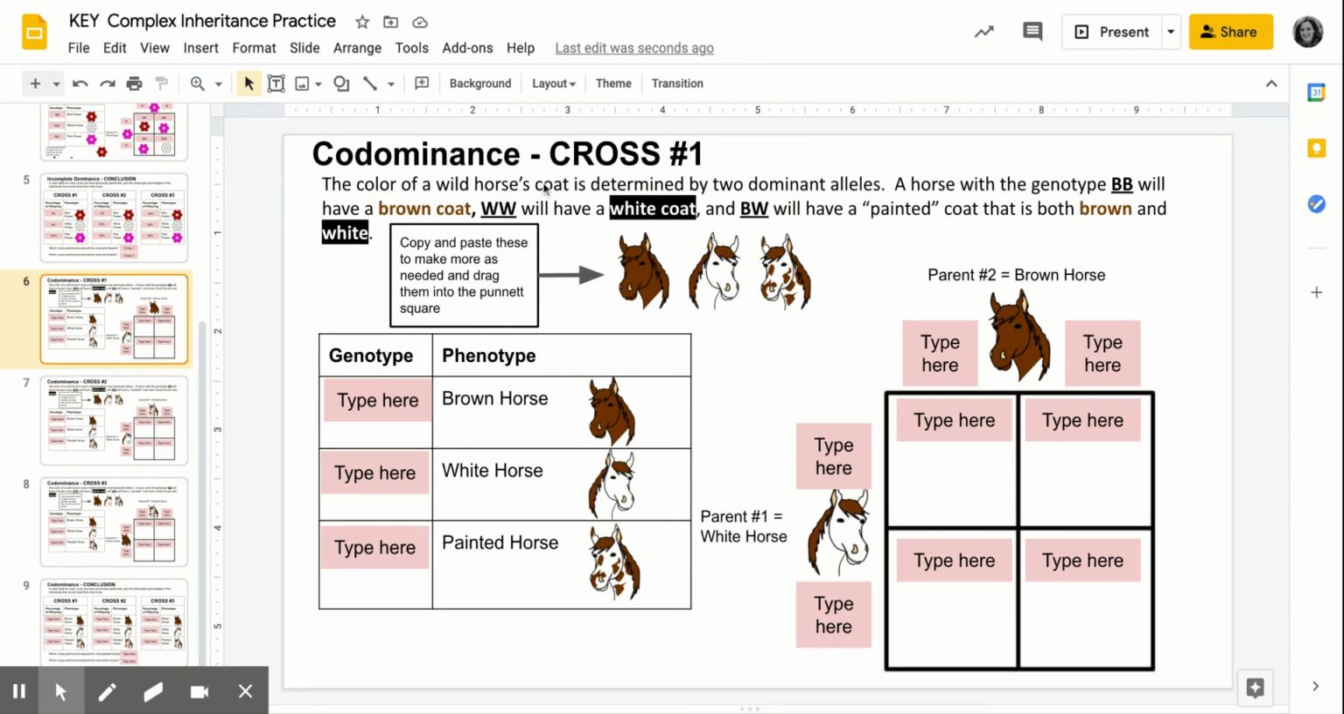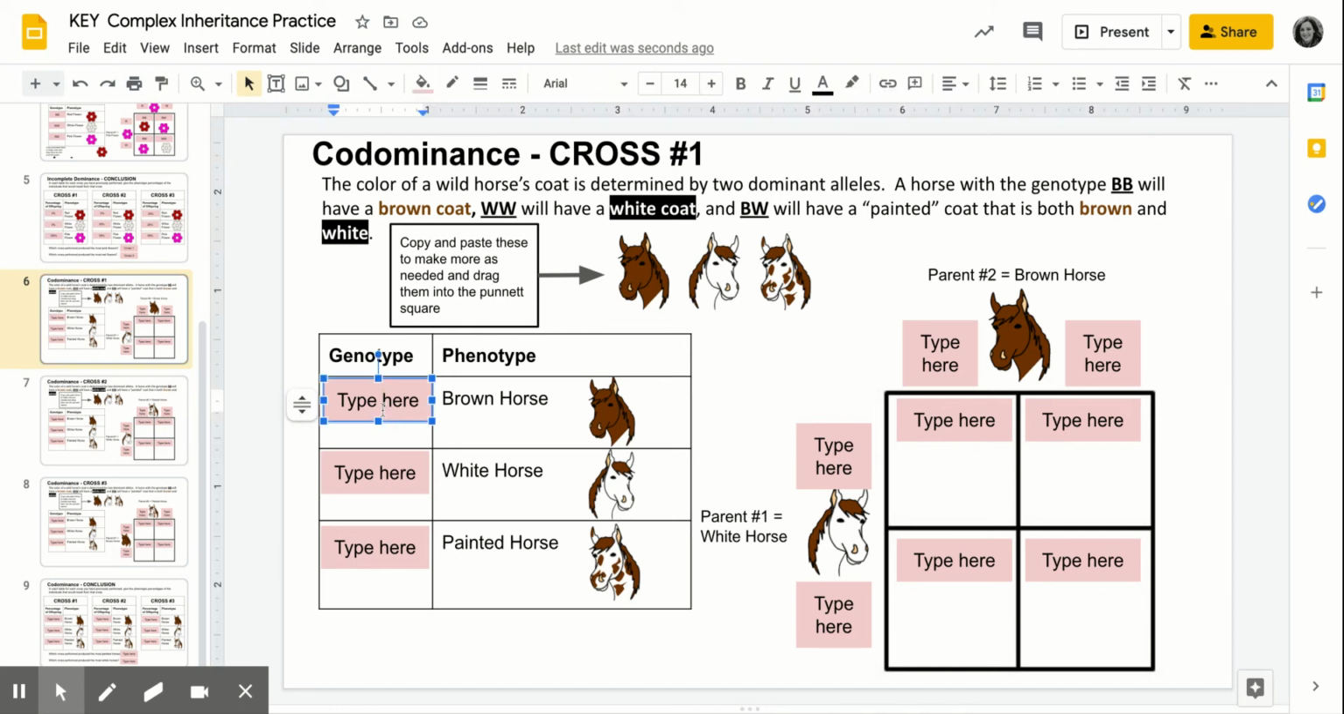The color of a wild horse's coat is determined by 2 dominant alleles. A horse with the genotype Big B will have a brown coat. WW will have a white coat, and BW will be a painted coat, which is brown and white. If this was an incomplete dominance, this would be a light brown horse. This is not incomplete. Both brown and white show up on the horse, okay? In an incomplete dominance, if we had a brown horse and a white horse, the heterozygous mixture would have a light brown horse, okay? In codominance, both of these traits are going to show up in that mix, okay?